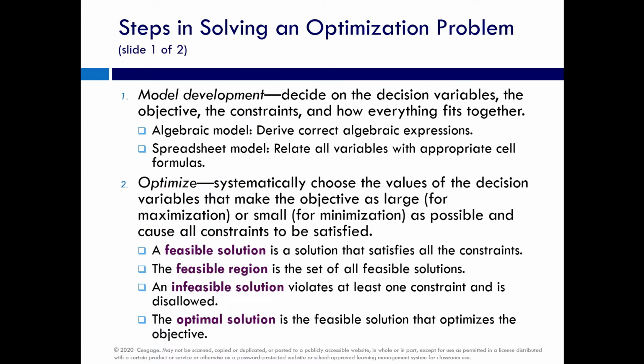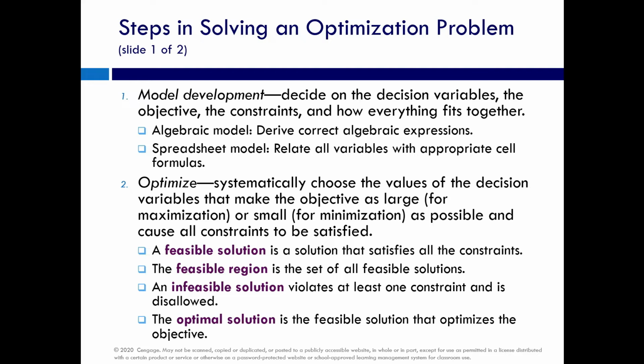Steps in solving an optimization problem. Model development decides on the decision variables, the objective, the constraints, and how everything fits together. The algebraic model derives the correct algebraic expressions. Spreadsheet models relate all variables with appropriate cell formulas. Optimization systematically chooses the values of the decision variables that make the objective as large for maximization or as small for minimization as possible and cause the constraints to be satisfied.